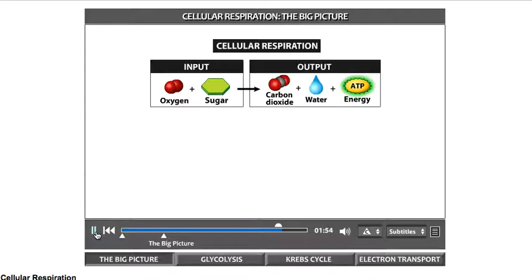Cellular respiration occurs in three basic steps: glycolysis, the Krebs cycle, and the electron transport chain. During these processes, food molecules such as glucose are gradually broken down, and their energy is used to produce ATP.